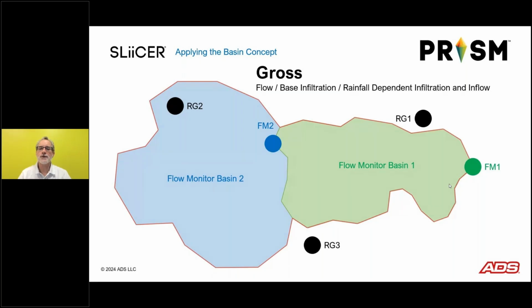So the first thing that we're looking at in SLiiCER is going to be gross flows. And then we can look at flow monitor 2, and we can actually subtract that information out to help us evaluate and understand what's happening in flow monitor basin 1. So if you hear us talk about gross flow and net flow, or gross I&I, net I&I, in the context of SLiiCER, this is the concept that we mean.